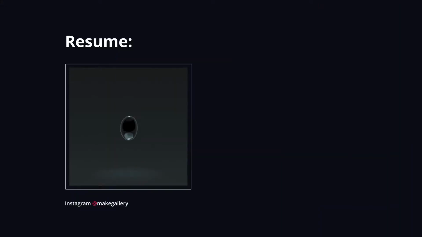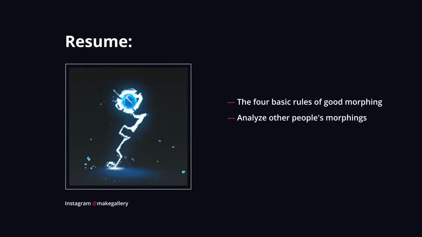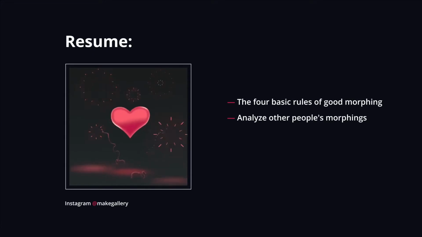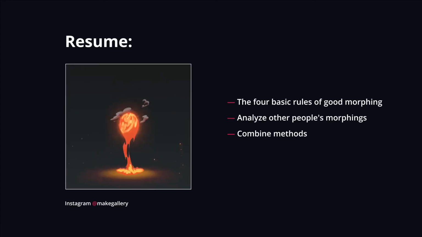Before we move on to practice, let's sum everything up. First, you need to remember the 4 basic rules of good morphing and use them more often. The second is to study other people's animations, break them down, analyze other people's morphings, and try to recreate them. And the last thing is to combine methods. Make your animation look lively and more interesting.